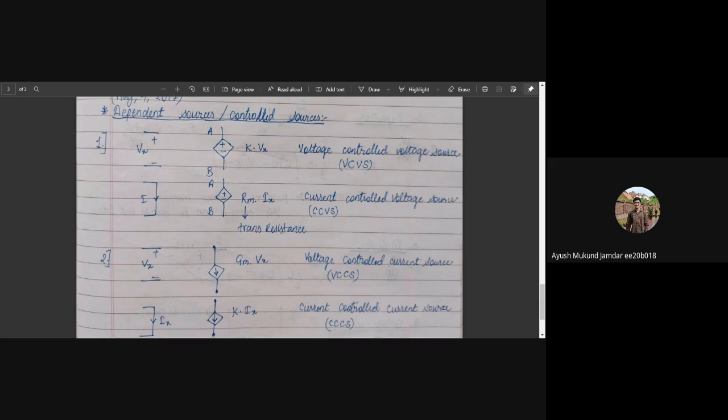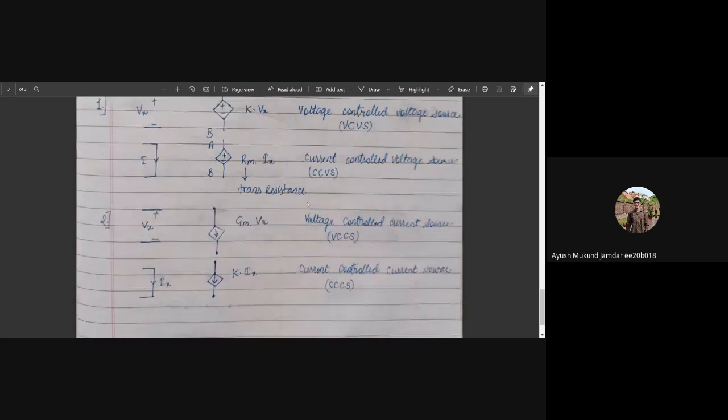So a voltage controlled voltage source, VCVS, will depend on the voltage Vx at some other part of the circuit, and the potential difference will be some factor times Vx, we call it K. So it will be acting as a constant voltage source with a potential difference K times Vx.